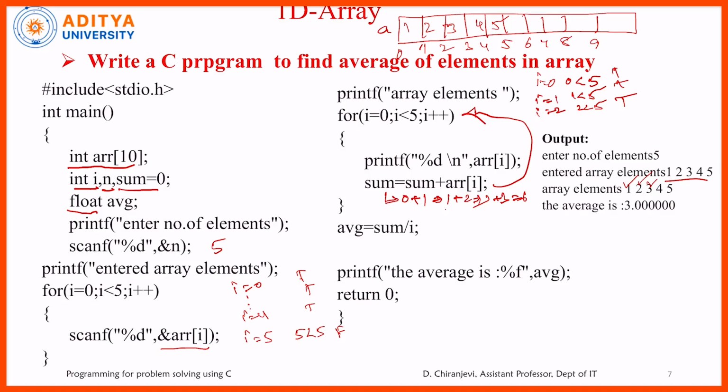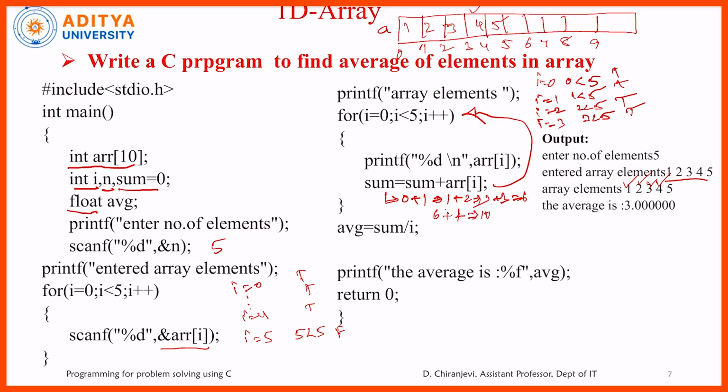Now after updating sum value, again i plus plus, i value is 3, 3 less than 5, this is true. So if this is true, again you are printing array of 3. Array of 3 value how much? 4. So 4 is printed. After printing 4, you are updating sum value, till now 6. So 6 plus, now array of 3 is 4. So 6 plus 4 is 10. So updated sum value is 10.